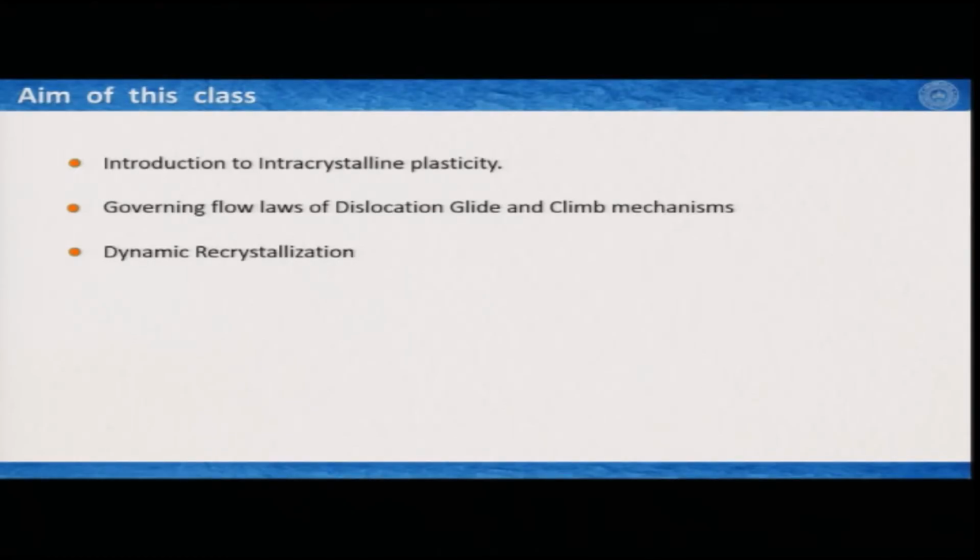We will very briefly go into this topic and introduce the different processes which are involved in this, and then we will slowly see the different governing laws for particularly dislocation glide and dislocation climb mechanisms. We learnt about these two terms in the first lecture, and finally we will conclude this lecture with dynamic recrystallization, and in the next lecture we will learn about diffusion creep or diffusive mass transfer.